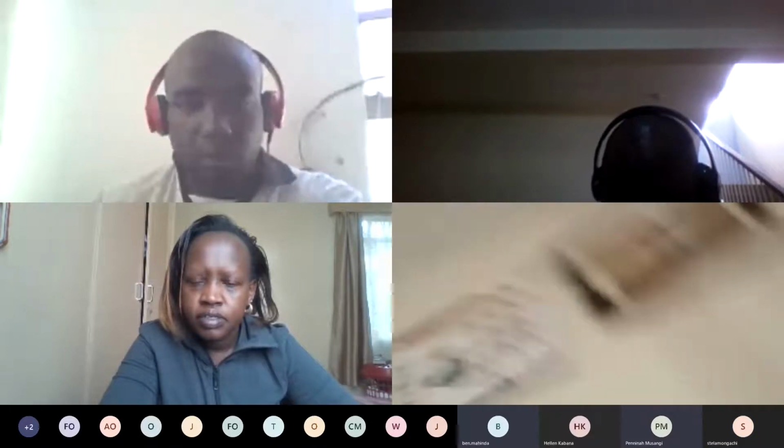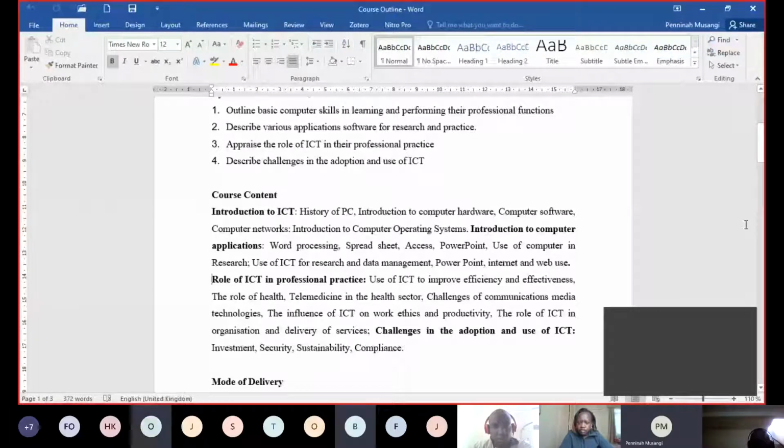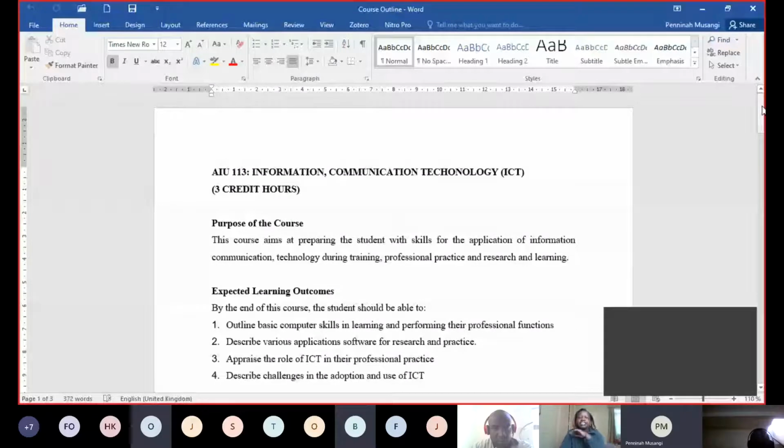Can you see my screen? The slides now? Yes, we can see. No, it is not a slide. It is a Microsoft Word document, the course outline. Yes, we can see. Oh, okay.